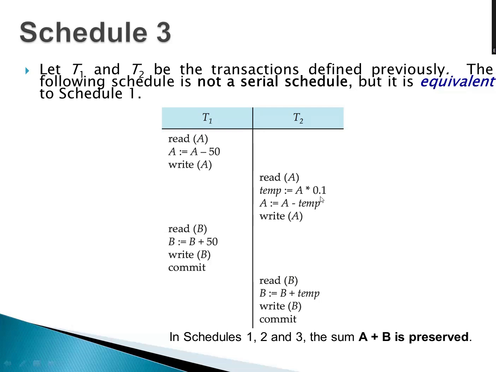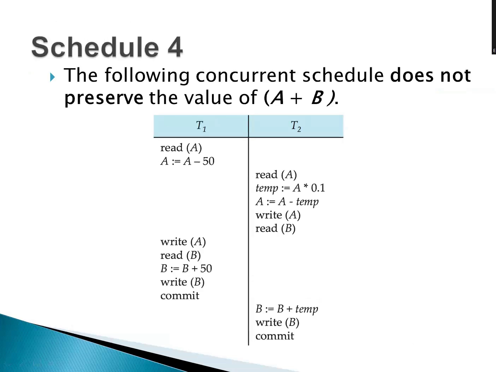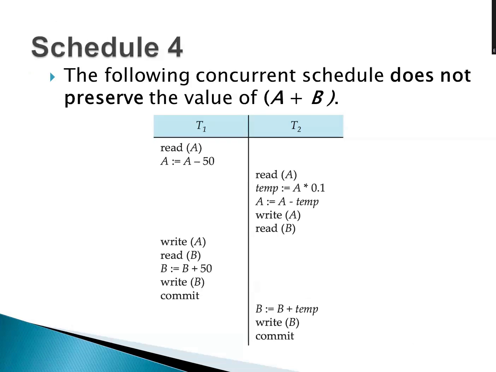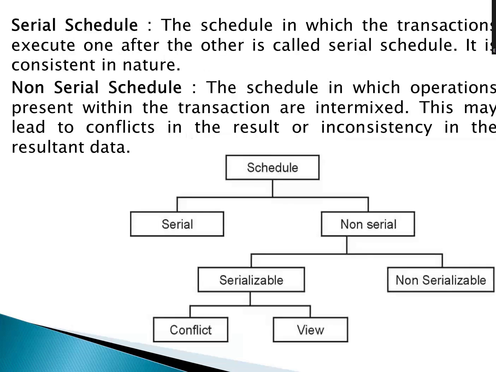In this example, there is a concurrent schedule that does not preserve the value of A plus B, highlighting the potential for problems. This one preserves the value of A plus B: even if the transactions are executed non-serially, it will preserve the property of the sum of A plus B. And this schedule does not preserve the sum of A plus B. This is an example diagram for the classification of schedules.